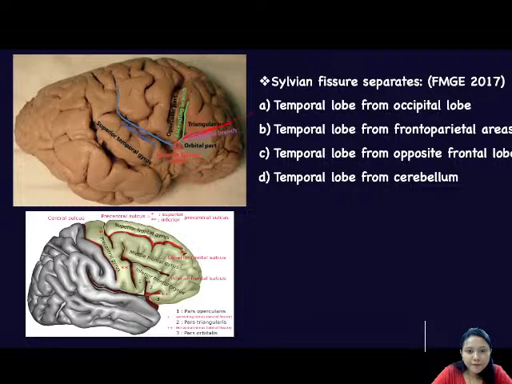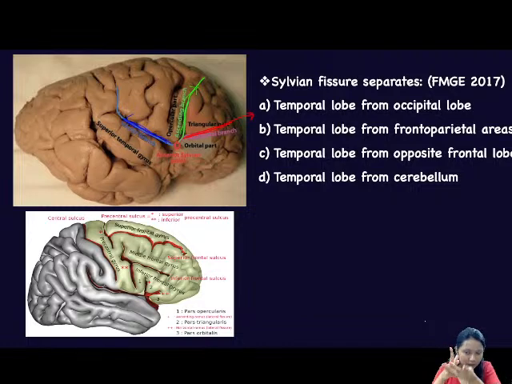As you can see here, this arrow is the anterior horizontal. Then with the green color I am showing you the anterior ascending rami. And with the blue color, this is the posterior stem. So this is the anterior horizontal, this is the anterior ascending, and this is the posterior.